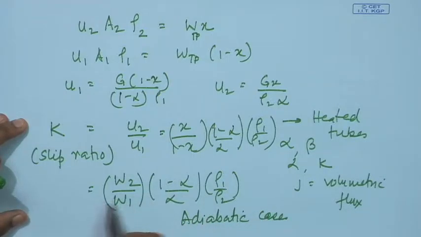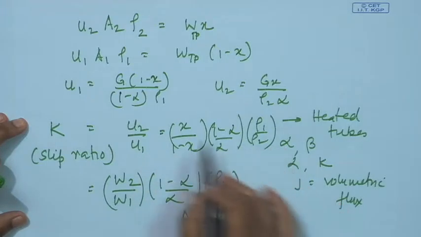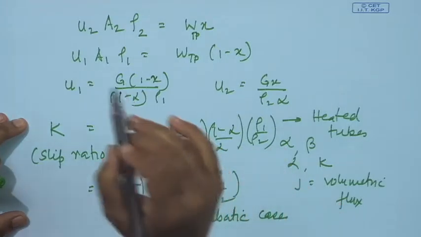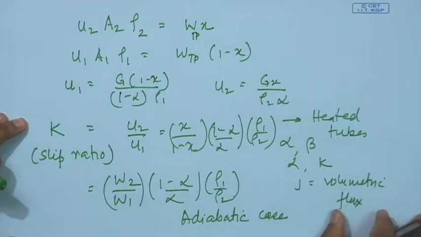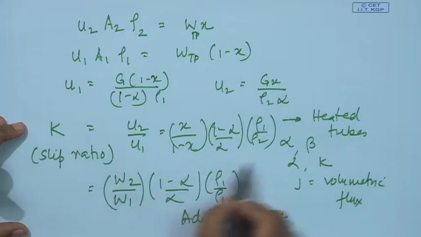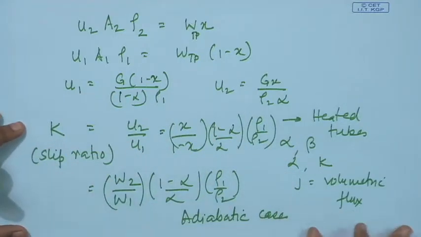So, therefore, this is the relationship which is used for adiabatic cases. This is the relationship in terms of quality, which keeps on changing as the fluid moves up for the case of heated tubes. Now, in order to find out the exact functional form of this relationship, a lot of experiments have been performed, but most of these experiments have been performed in macro channels, and there is no guarantee that the same relationships can be extended to micro channels.